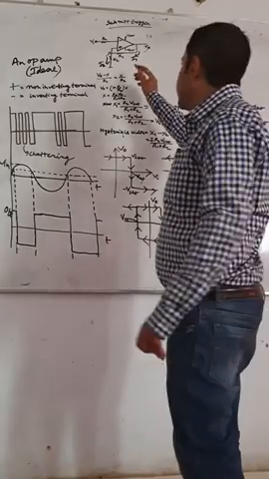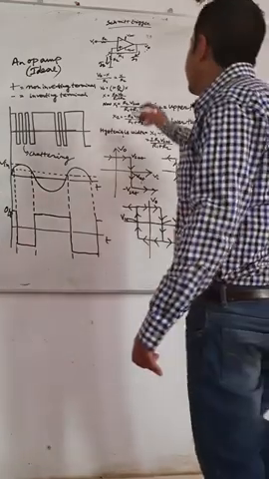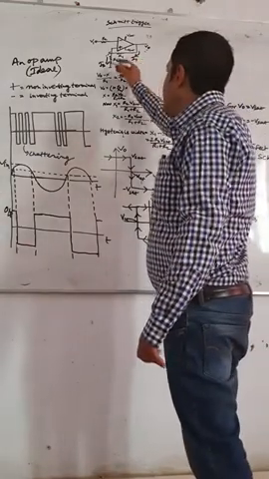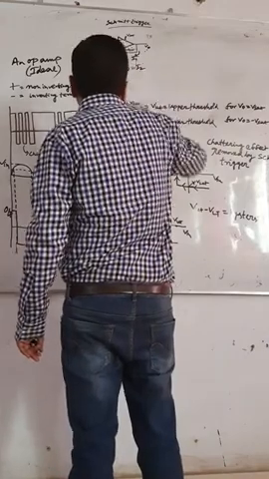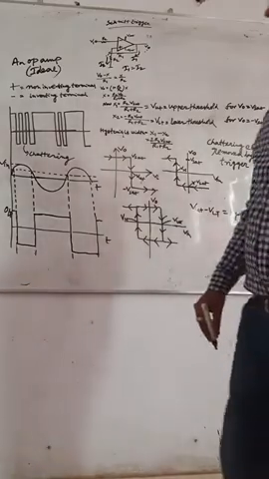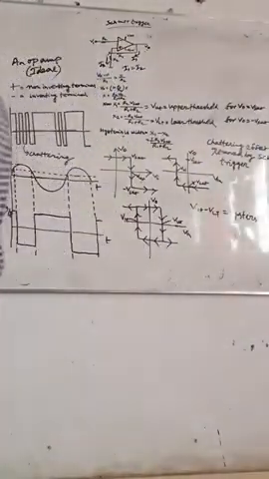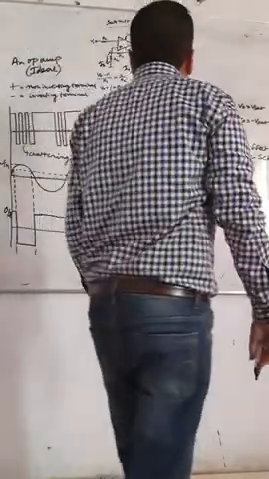So let's quickly check the output of this Schmitt trigger. How to get the output? Then we will start the actual topic. This I1 and this I2 are equal because there is no internal voltage drop. Assuming the op-amp is ideal, with infinite input impedance and zero output impedance, there will be no internal voltage drop in the op-amp.